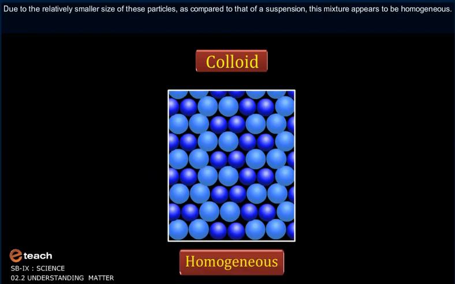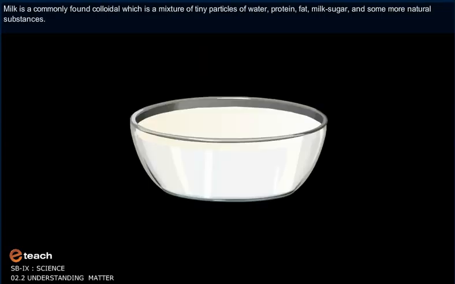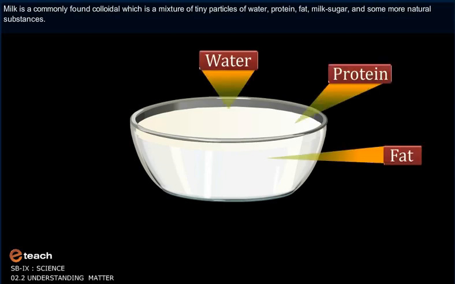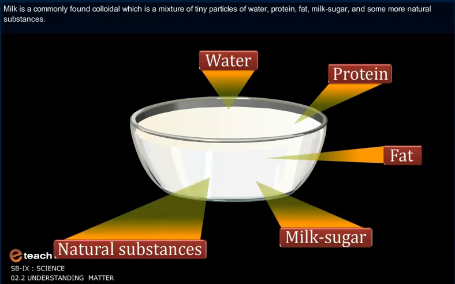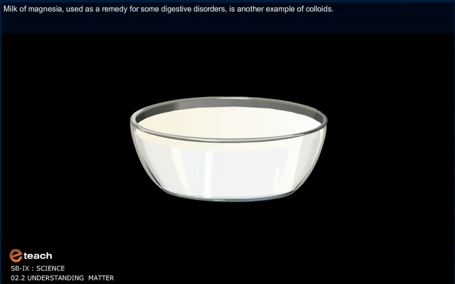Due to the relatively smaller size of these particles as compared to that of a suspension, this mixture appears to be homogeneous. Milk is a commonly found colloid, which is a mixture of tiny particles of water, protein, fat, milk sugar, and some more natural substances. Milk of magnesia, used as a remedy for some digestive disorders, is another example of colloids.